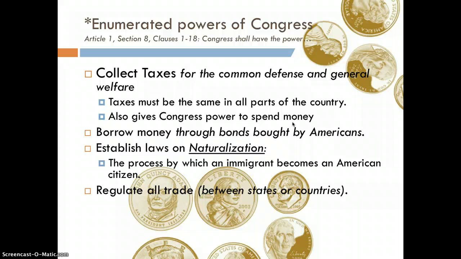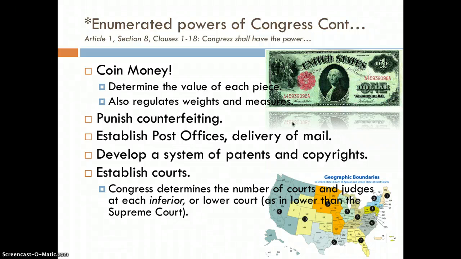They also establish laws on naturalization, the process by which an immigrant becomes an American citizen. That process we looked at, I think, on the second day of class. And they regulate trade. They can regulate trade between states or countries. They coin money, so they print our money. They determine the value of money, and they regulate weights and measures. They can punish counterfeiting. So if I decided I was going to start printing $100 bills in my basement, Congress would have the power to punish that.